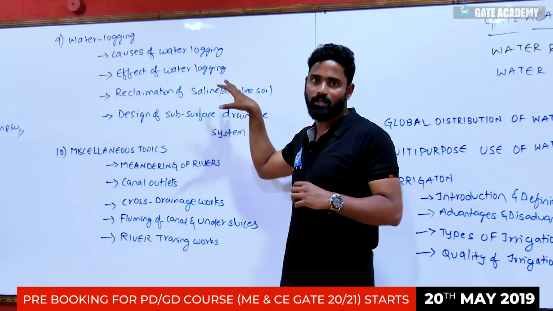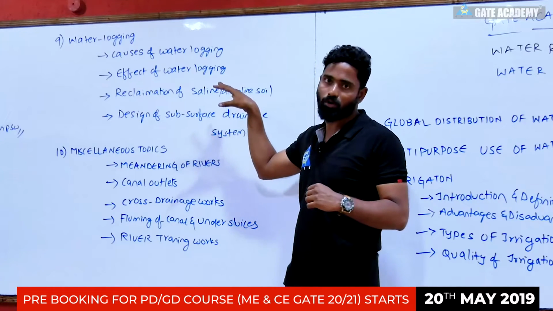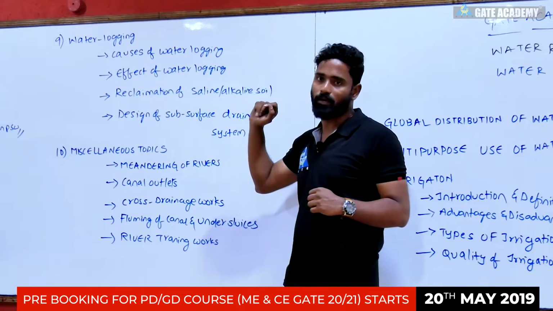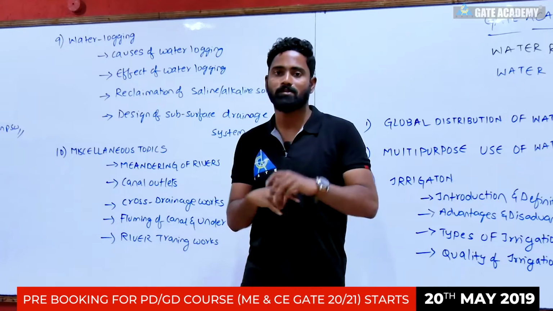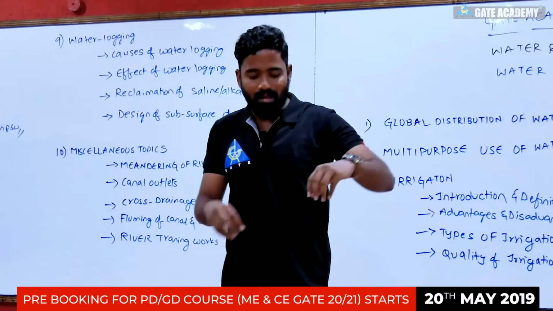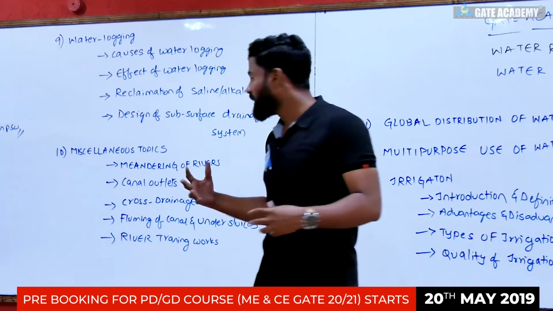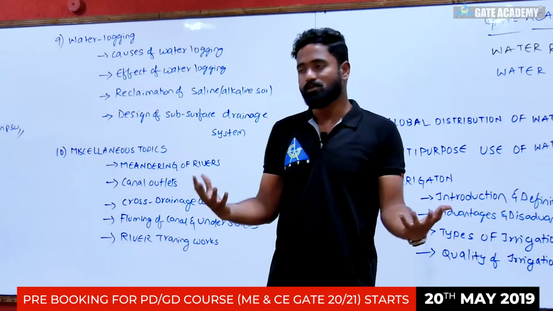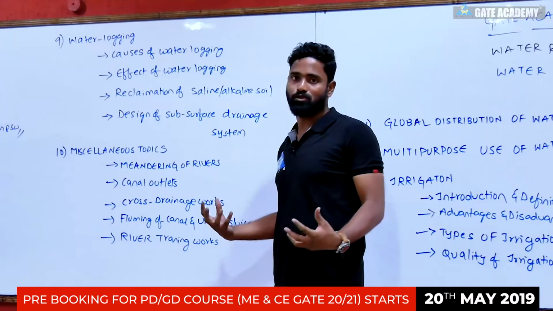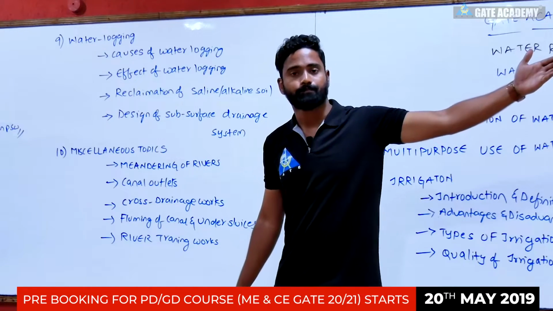We are going to see the effects of waterlogging, and the reasons for waterlogging will also be seen in this one. And then reclamation of saline and alkaline soil. Saline and alkaline soil means when you pour the water, the salts will be present on the land, right? So these salts have to be removed. How are you going to remove those salts from the soil? That means by a huge movement of water.